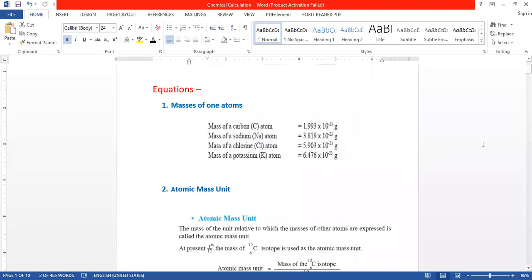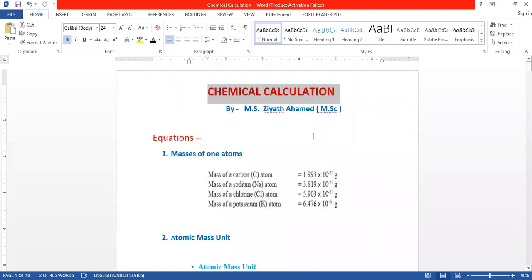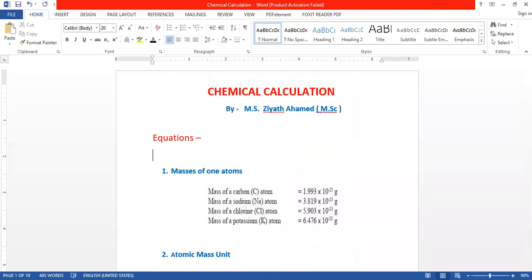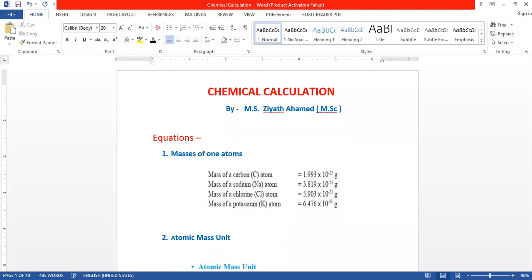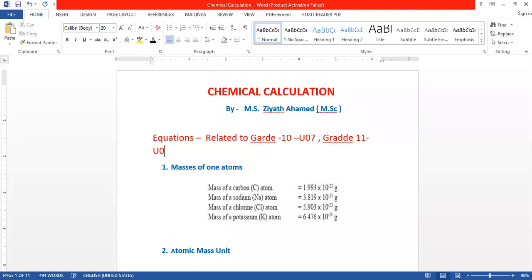Before I start this lesson, you must know some equations. This chemical calculation class is all about equations related to units: grade 10, unit 7, and also sometimes grade 11, unit number 3.